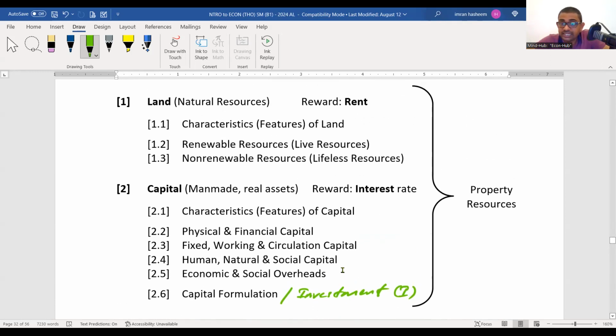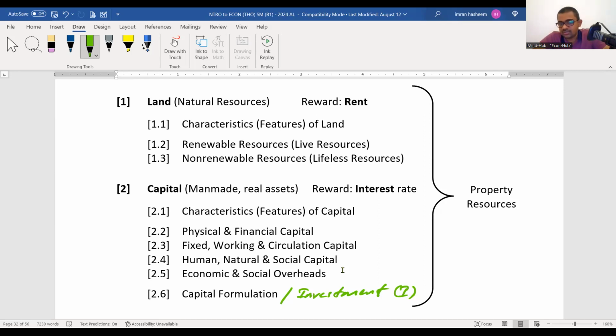Land and capital are property resources. What is a property resource? A property resource is where the ownership can change from one person to another. You can be the owner of property, and the ownership is clearly defined. The property I have, I can sell it to you or someone else, and with a transaction, the ownership can legally change from one person to another.